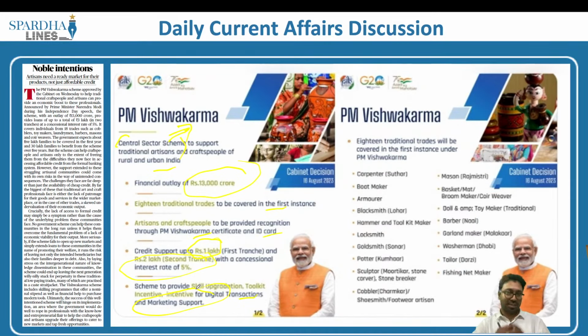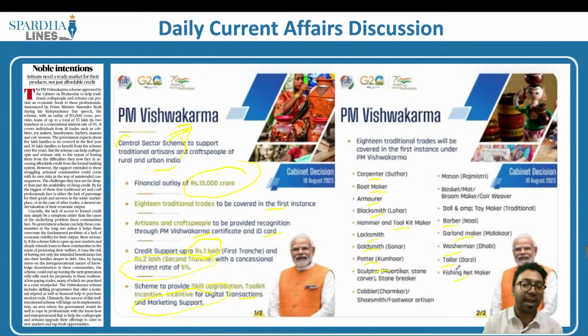So the PM Vishwakarma scheme is one of the initiatives of the Government of India, basically to empower a certain section of traditional artisans as well as the craft persons. Who are the people who are involved in it? Who will be covered under this particular program? The people who would be covered under this program include carpenters, bootmakers, armorers, blacksmith, hammer and toolkit maker, locksmith, goldsmith, potter, sculptor, cobbler, mason, basket mat makers, oil and lamp makers, toy makers, barbers, garland makers, washermen, tailor as well as the fishing net maker.